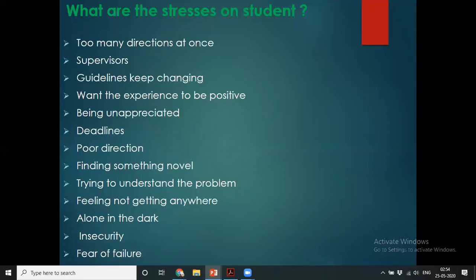Then, one wants the experience to be positive. Always this positive kind of nature. Whenever your supervisor or anyone is giving more stressful kind of work, that also makes the research scholar stressed. Then being unappreciated. If you're doing good work, and your department or your supervisor is not appreciating that research scholar, definitely that demotivates you. You can consider that it makes stress to the student or research scholar.